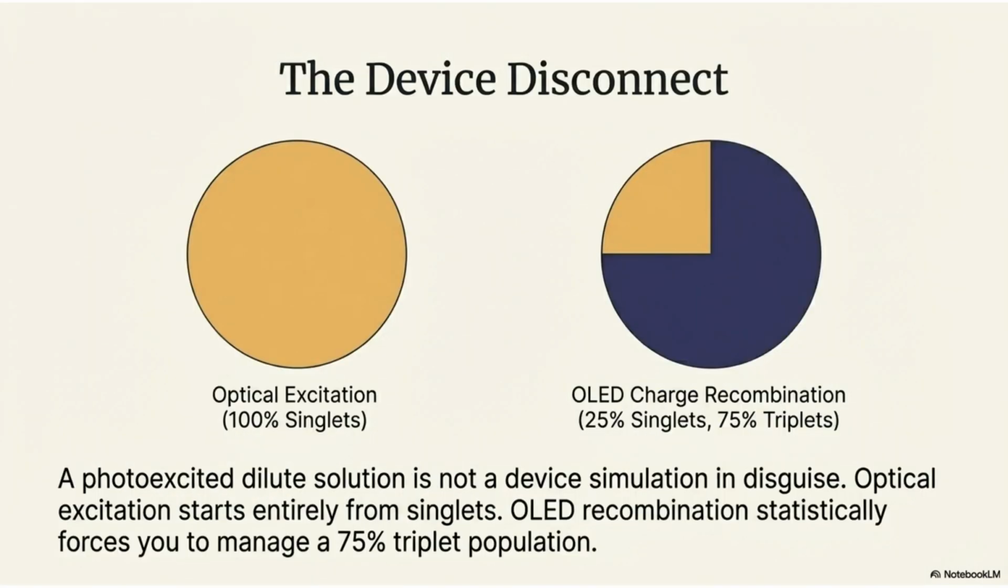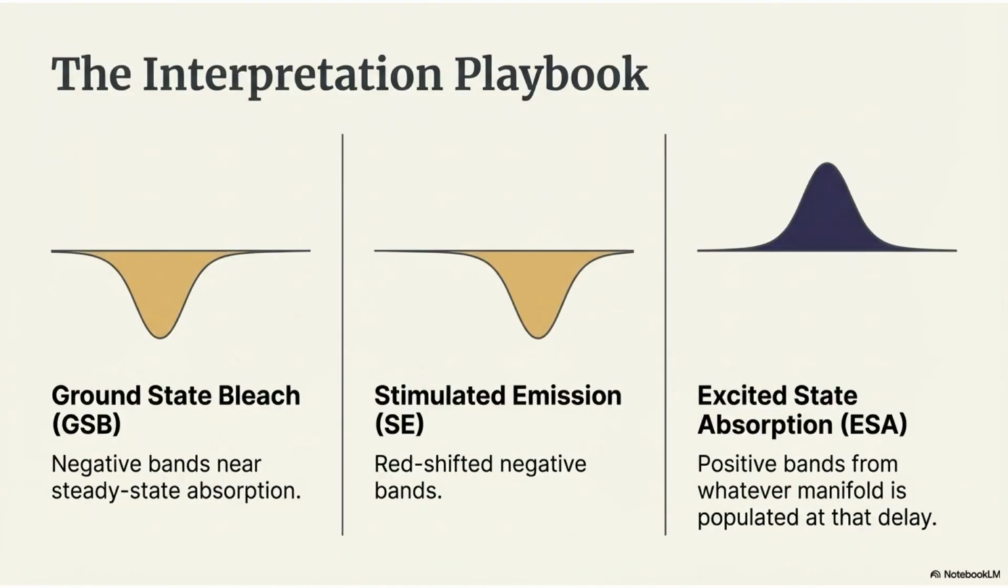There is a device disconnect. Optical excitation starts with 100% singlets in dilute solutions. However, OLED charge recombination statistically forces us to manage a 75% triplet population. Our interpretation playbook includes 3 components: Ground state bleach, or GSB, is negative bands near steady-state absorption. Stimulated emission, or SE, are red-shifted negative bands. Excited state absorption, or ESA, is positive bands from whatever manifold is populated at that delay.